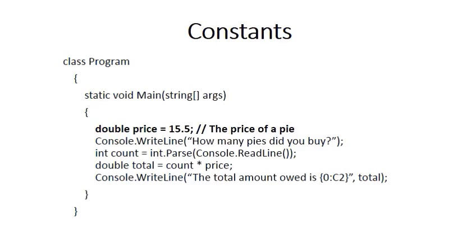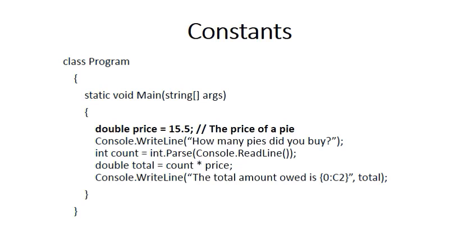Okay, in this video we are looking at the use of constants. So if you look at this program on the screen, in this program the price of a pie will always be 15 Rand 50. So when I wrote the code, I immediately said the price is 15 Rand 50. So I don't need to ask the user for the price.